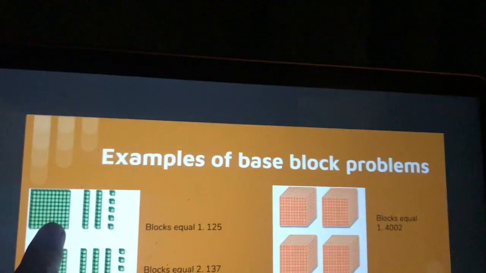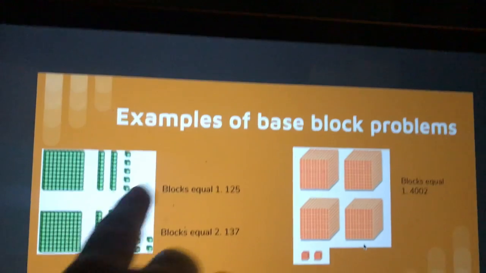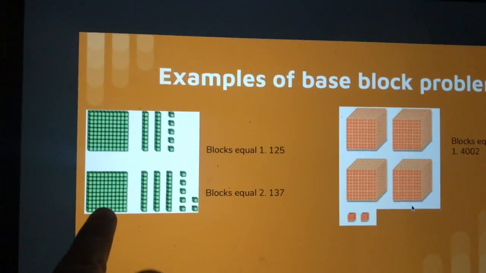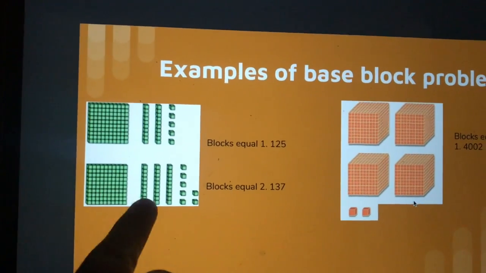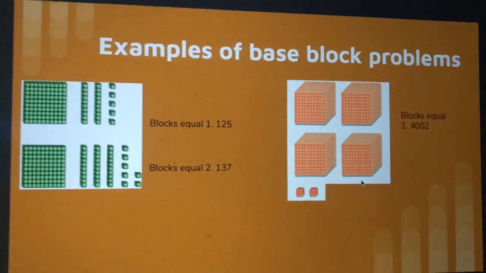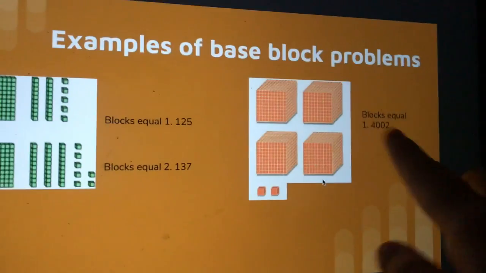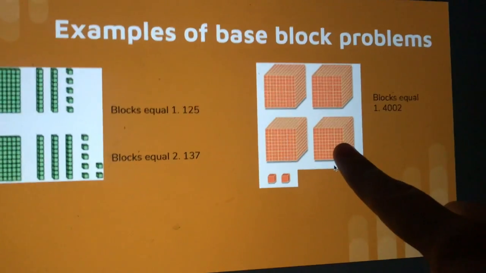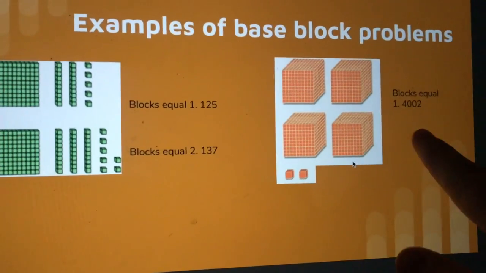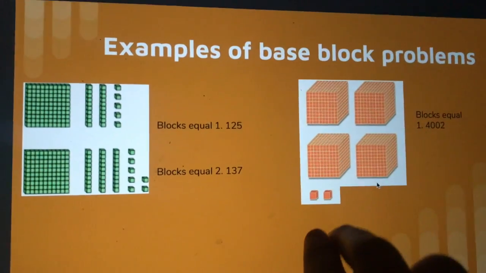This first one, we see a set of 100, tens and ones. That's 125. A second set of 100, tens and ones. That one is 137, and then we go over here and we use the thousands blocks. And then we also use the ones. So that's 4,002.